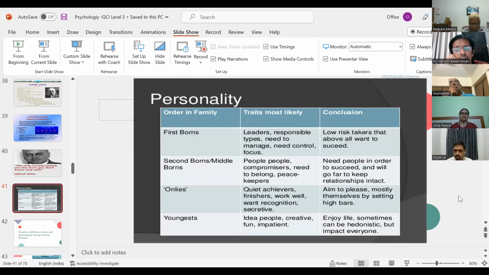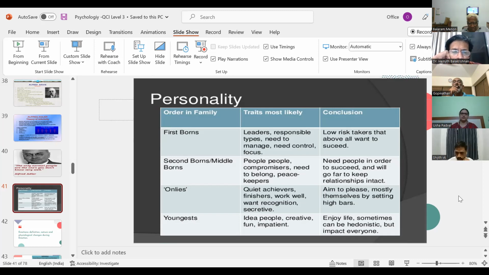Personality. Now, in the family, the firstborn, if many of us have siblings, we can look at it. The firstborn are leaders, responsible types, who need to manage and need self-control. They will always be taking care of their siblings. As a result, they will not take many risks because they feel that if I do something wrong, my brothers and sisters may get disturbed. The second born, the middle born, are compromisers, need to belong, are peacekeepers, need people in order to succeed, and will go far to keep relationships intact.